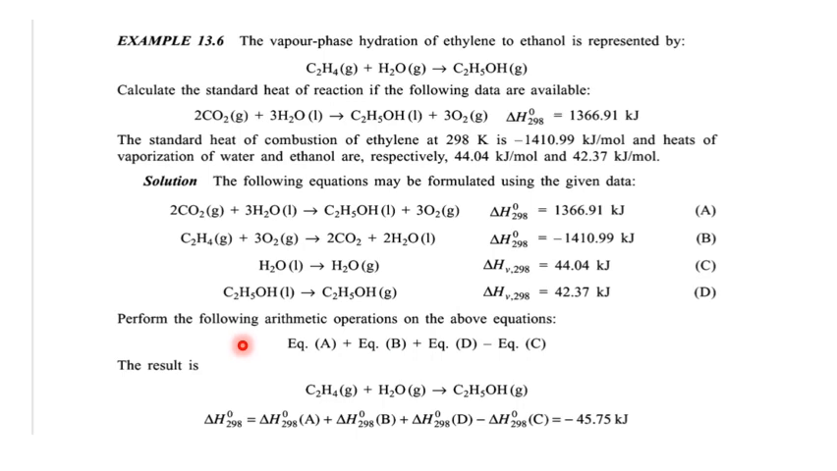So we must apply Hess's law here. Taking the sum of equations A, B and D and subtracting equation C from it, we will get C2H4 plus H2O gives C2H5OH. That is the required equation here. And delta H0 would be equal to delta H0 of A plus delta H0 of B plus delta H0 of D, whole minus delta H0 of C. That would be equal to minus 45.75 kilojoule. This is another application question of Hess's law.